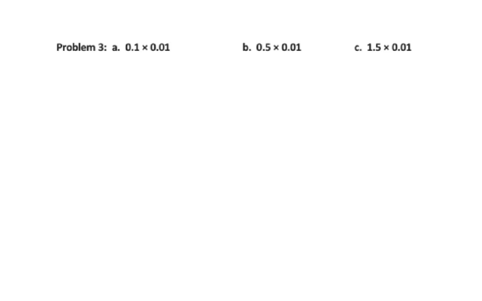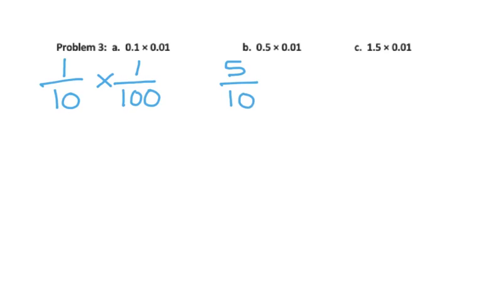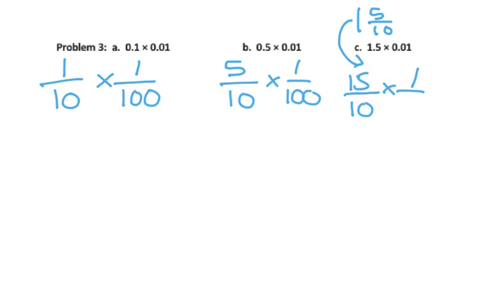Okay, again, we're going to multiply, and we're going to change these decimals into fractions. So this would be 1/10 times 1/100th, 5/10 times 1/100th, and 1 5/10 would be the same as 15/10 times 1/100th.